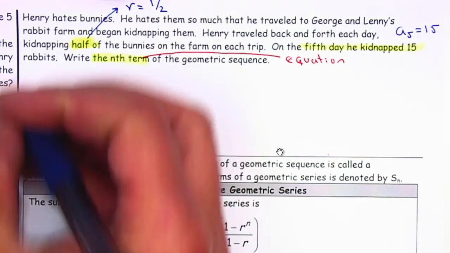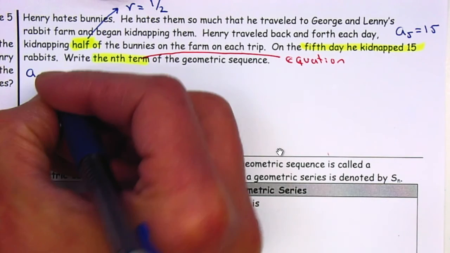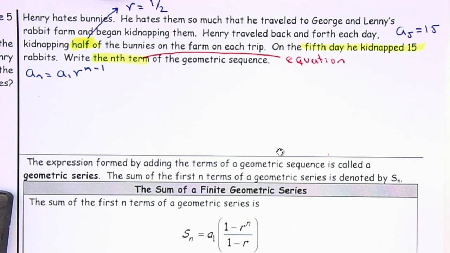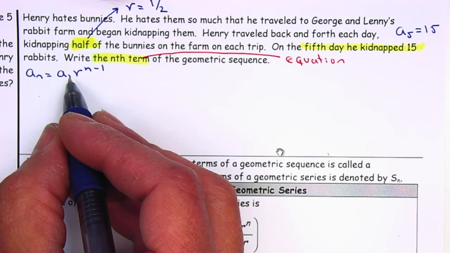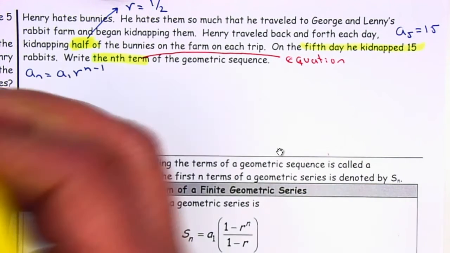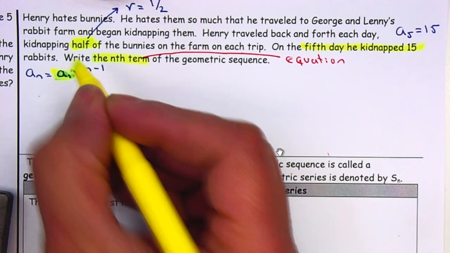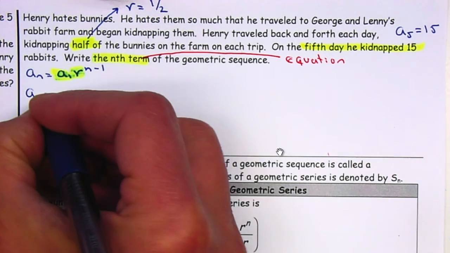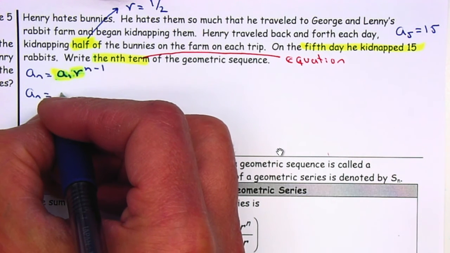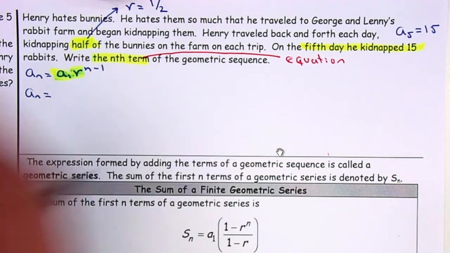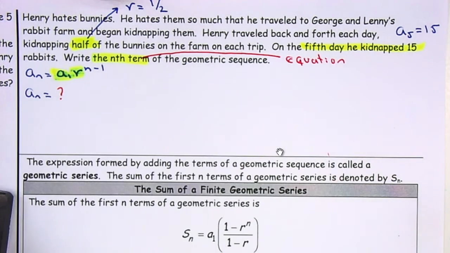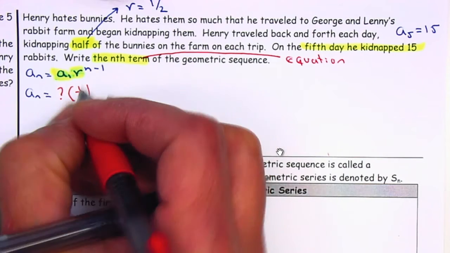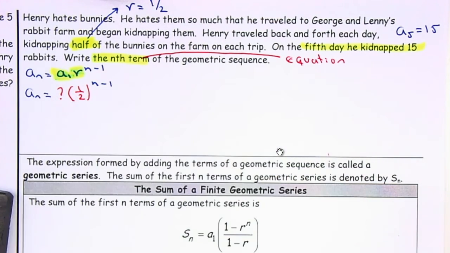So let's go and write down the formula. a sub n is equal to a sub 1 r to the n minus 1. We need to plug in the a sub 1, and I need to plug in the r. Let's see, a sub n is equal to a sub 1. Do I know how many he kidnapped the first day, or what a sub 1 is? No. So that'll be a question mark. We need to find it. Do we know the ratio? Yes, it tells us that every day he kidnapped half of the bunnies each time. So the ratio will be 1/2 to the power n minus 1.